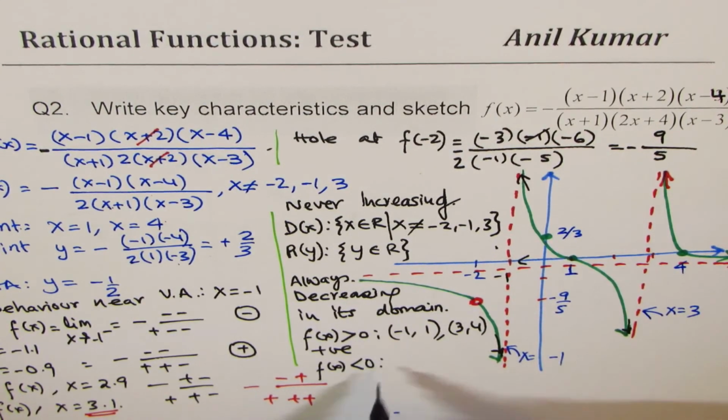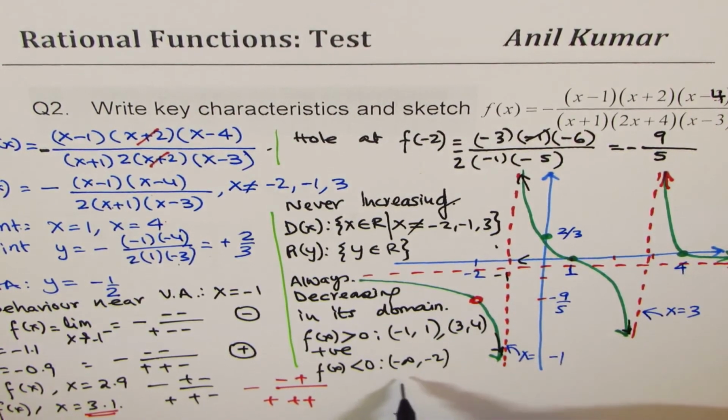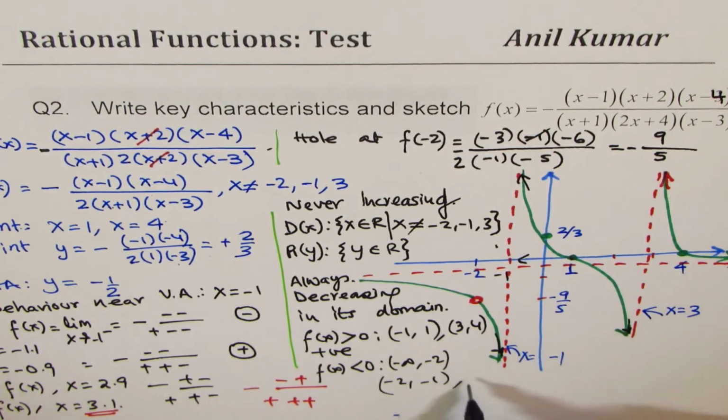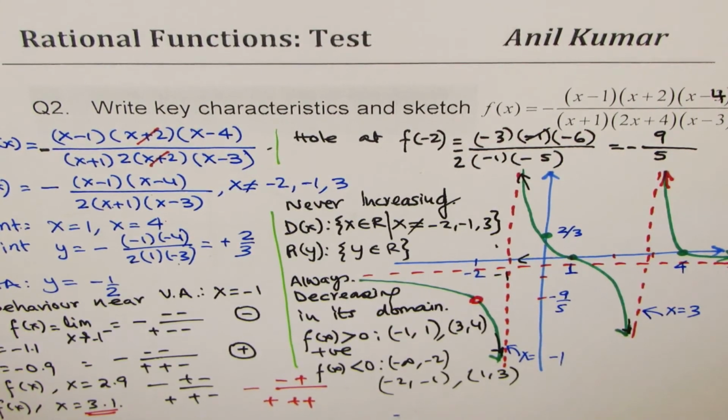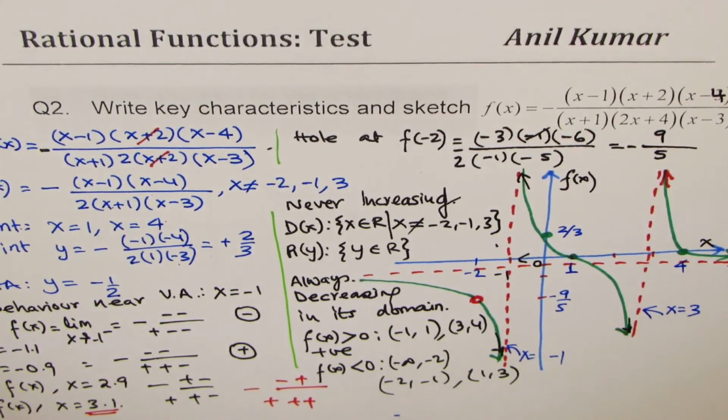When is this function negative? That is less than 0. It is less than 0 from -infinity to the point -2, and then from -2 to -1, correct? And also from this point, which is 1 to 3, correct? So that way you can give a lot of information about the given rational function. I hope that makes sense to you, right? So last but not the least, let's write down x for the x-axis, f of x for the y-axis. That's the origin, correct? So that is how you should actually describe the rational function and all its characteristics.